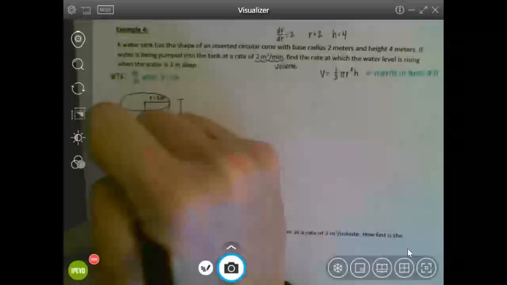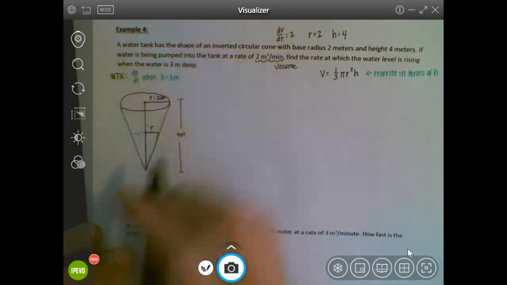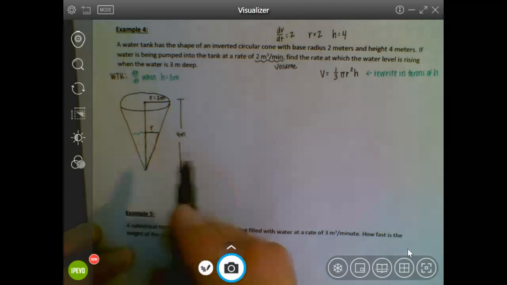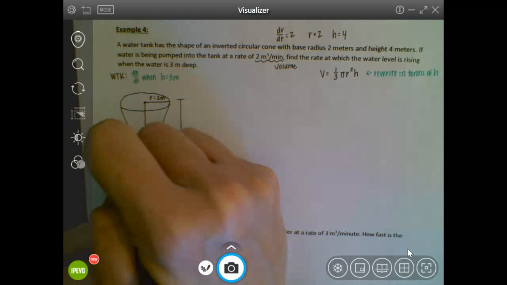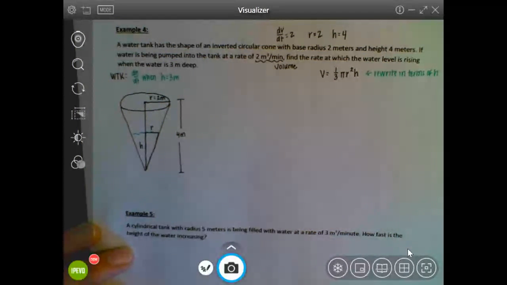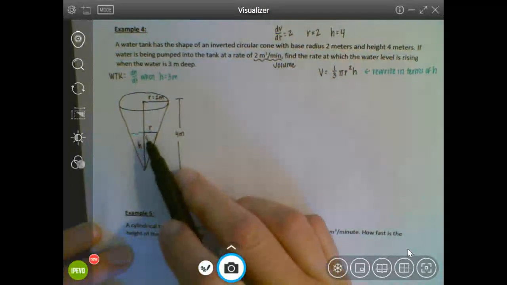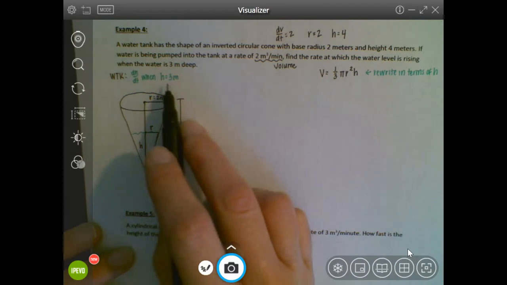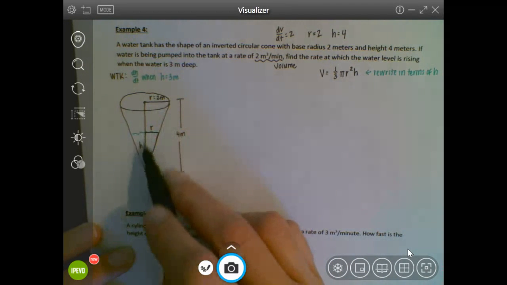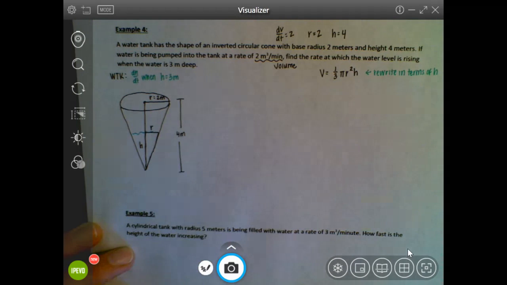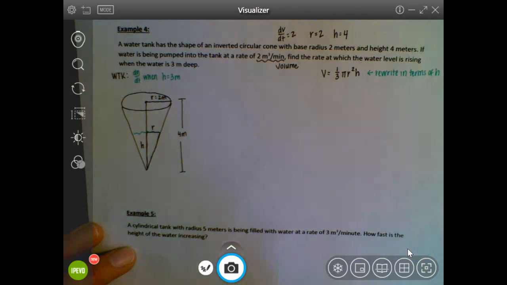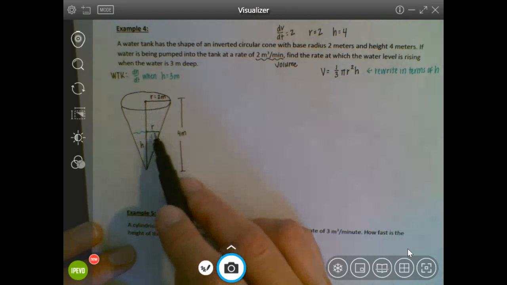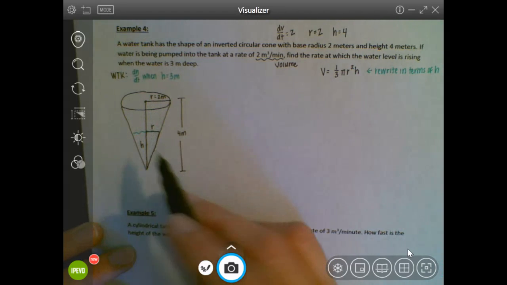I'm going to call this smaller piece in here little r, and this smaller height in here little h. I know that these are changing, so I don't necessarily want to plug in that h yet, because this is going to be changing as the situation is happening. So I'm going to write a ratio of my radius to my radius and my height to my height.